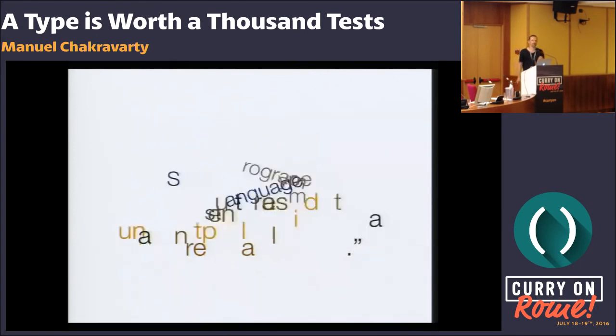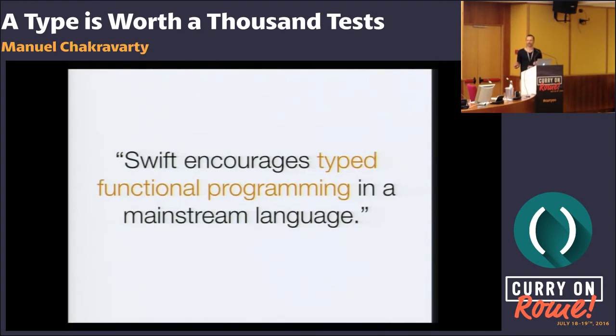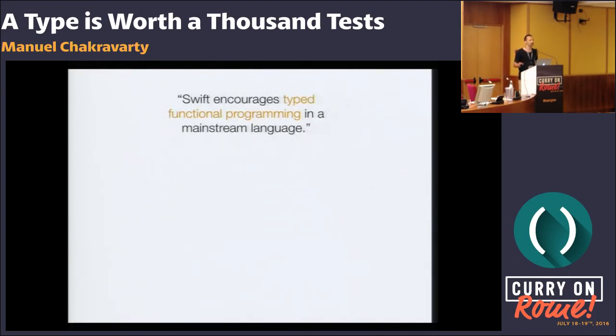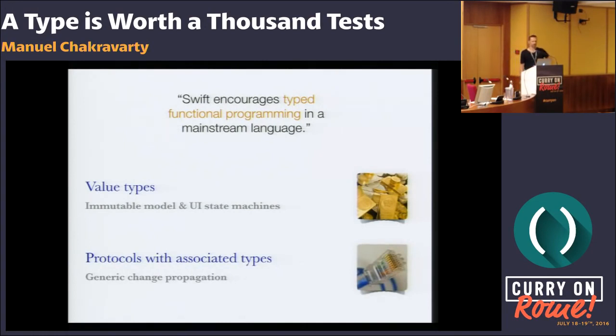But let's get back to Swift. So Swift encourages typed functional programming in a mainstream language. That's my main claim here. And if the type system is a design tool, then let's talk about how we can use types to help us design programs. So I want to specifically focus on two particular features of Swift, namely value types and something called protocols with associated types. Sounds a bit scary.